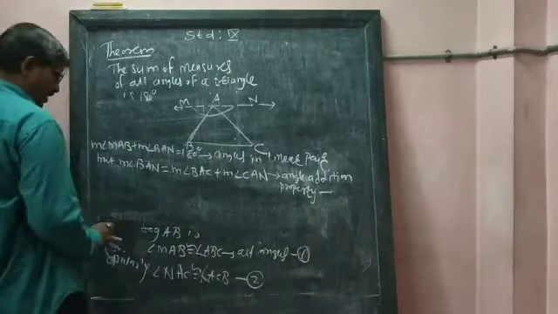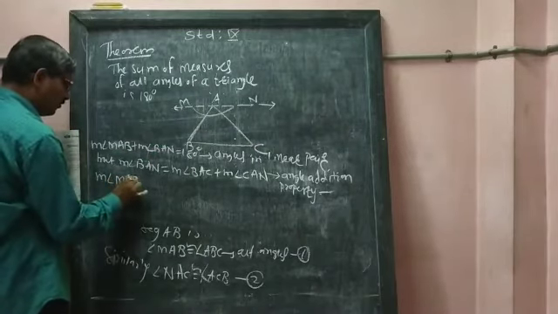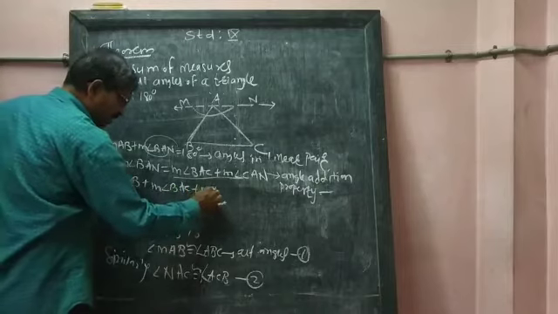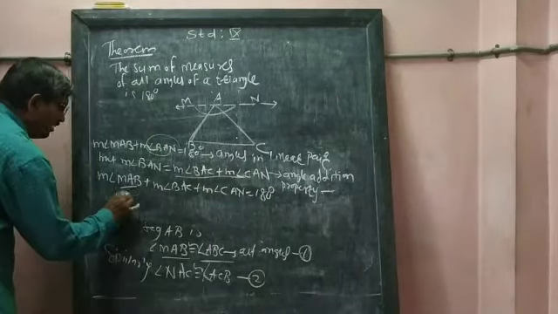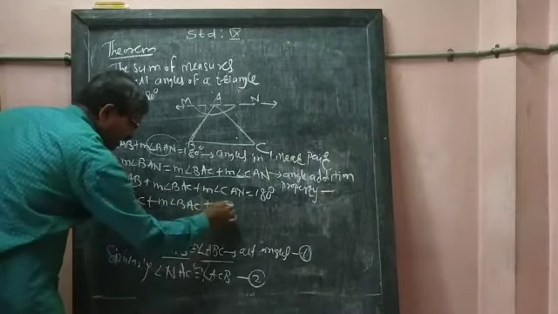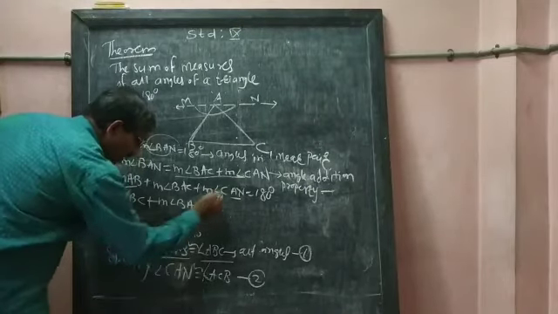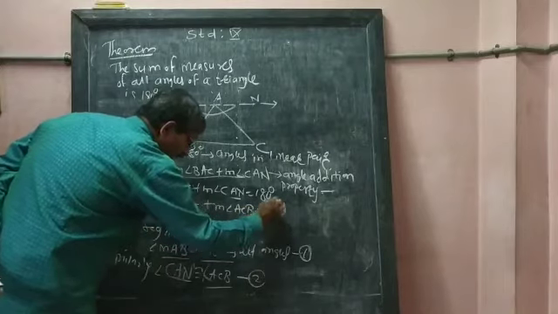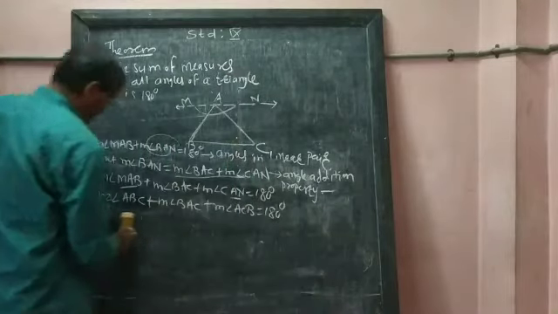So we will write here measure of angle MAB plus, instead of BAN we will take this all, measure of angle BAC plus measure of angle CAN is equal to 180 degrees. Then measure of angle ABC plus measure of angle BAC as it is, plus CAN, which equals angle ACB, is equal to 180 degrees, and this proves that the sum of all angles of a triangle is 180 degrees.